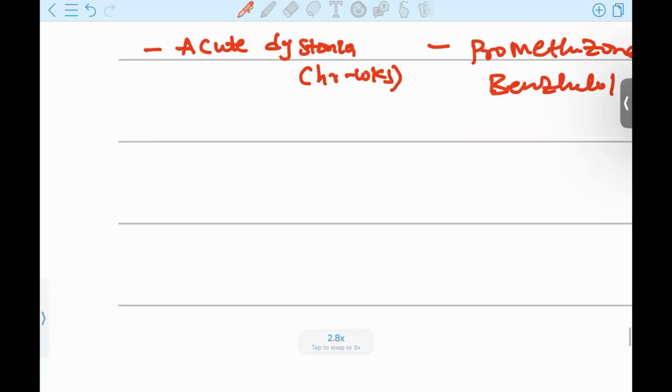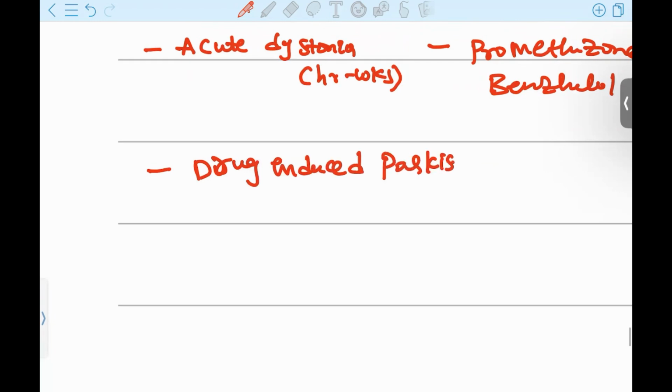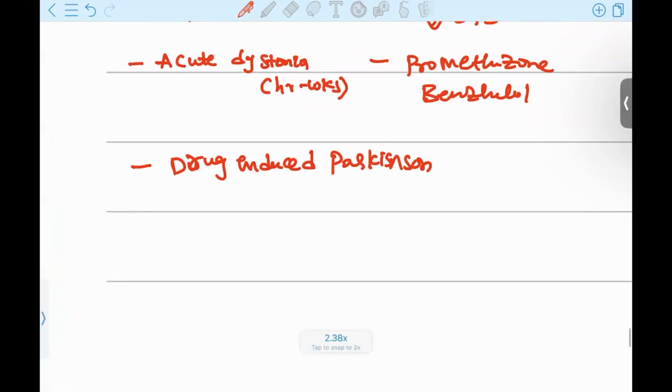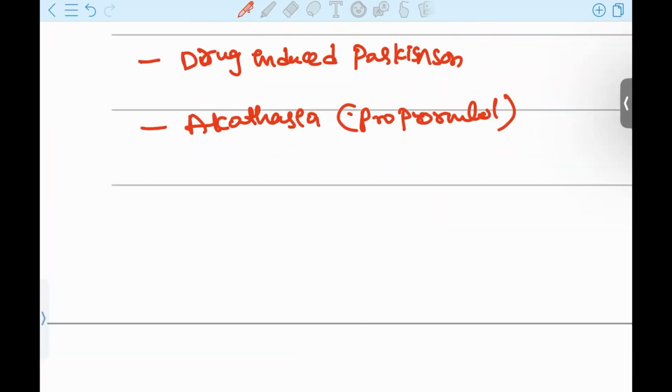And the next one is the most common side effect, that is your drug-induced Parkinsonism. Okay, the Parkinsonism is due to which of the following drugs? That is due to your typical antipsychotic drugs. Okay, this is what happens in the drug-induced Parkinsonism. And another side effect is akathisia. For this akathisia, we can go for propranolol for the treatment. Okay, this is given for the akathisia patients. And the rare or late one, a very chronic one, is your tardive dyskinesia. This is also seen in these patients.